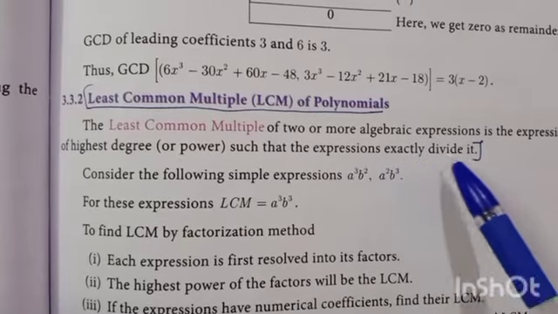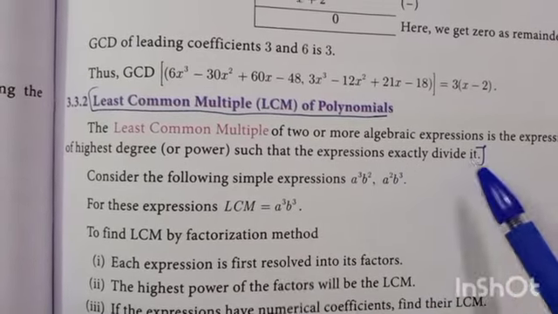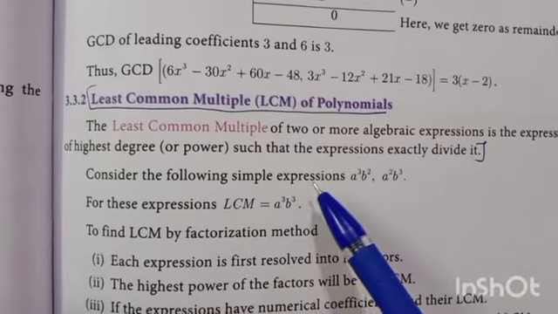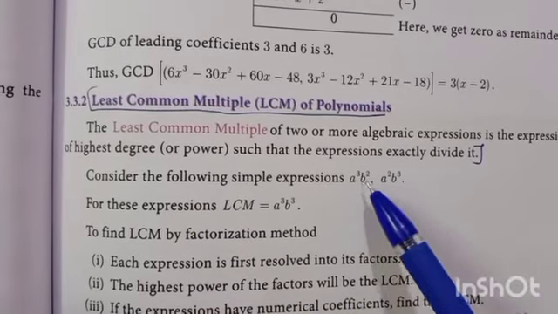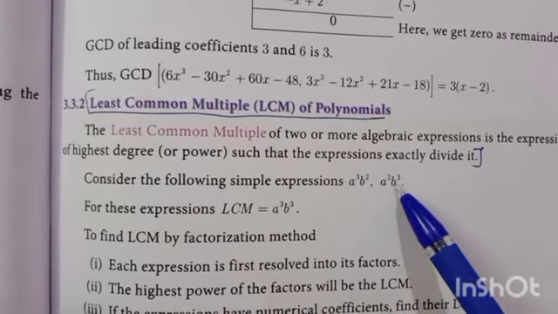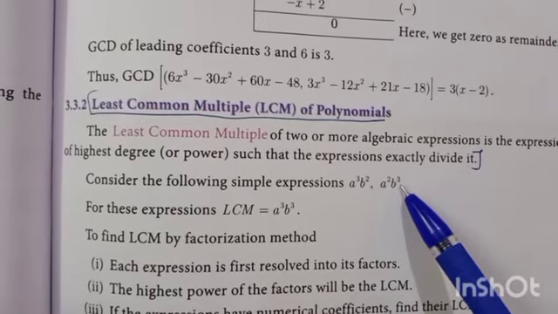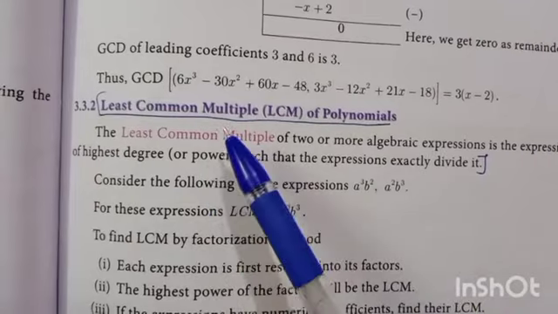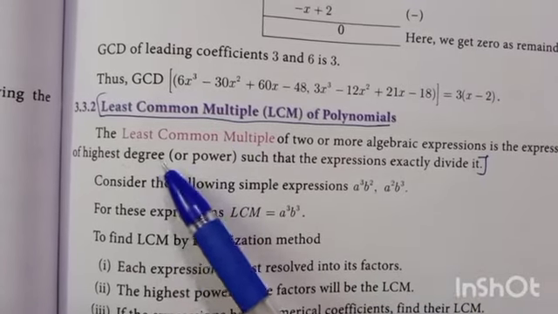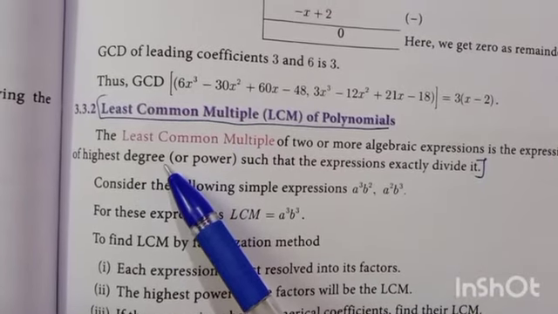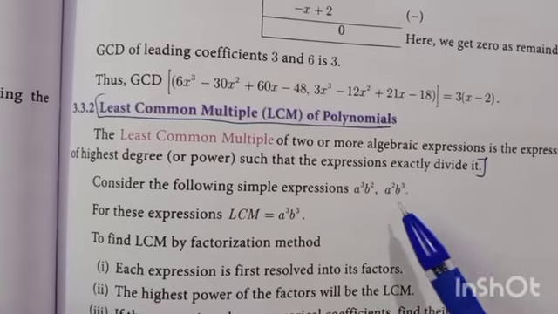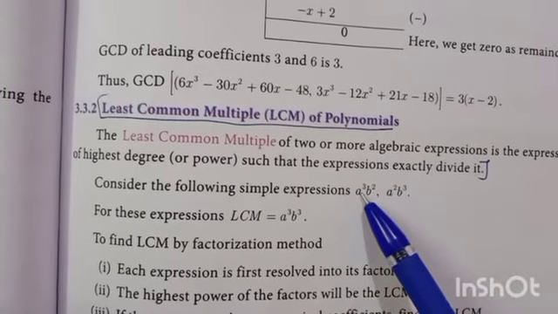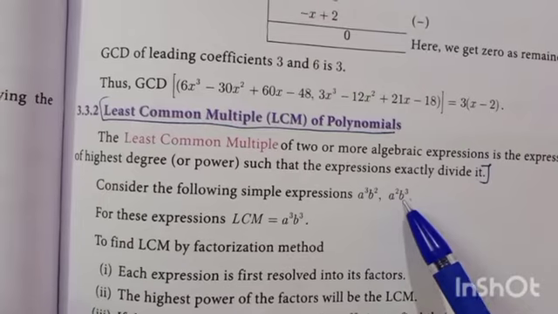the expressions exactly divide it. So for example, consider the following simple expressions: a cube b square, and another term a square b cube. In these two we have to compare, as given in the definition. The highest degree we consider as the LCM. Now we have two variables, a and b, here also a and b.